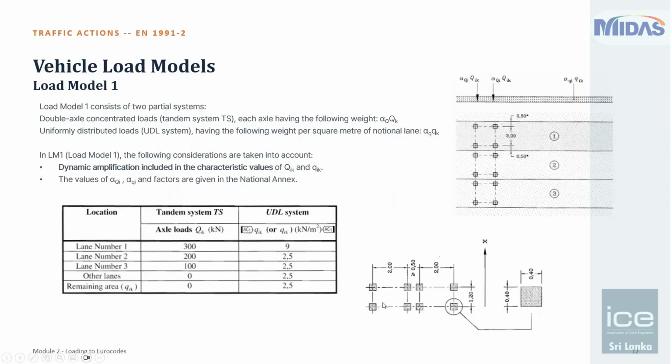Now, the load model 1 spacing is also defined by the code. The spacing between the axles is 1.2 meters, the spacing between the tires or wheels is 2 meters, and the contact area is 0.4 by 0.4 meters. Okay.